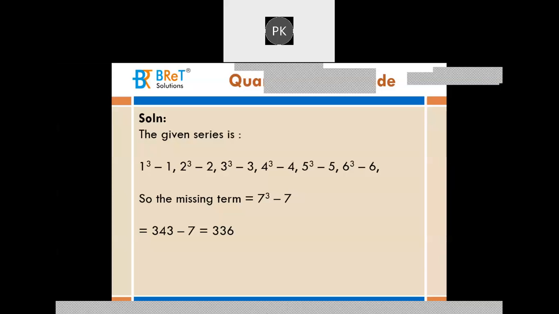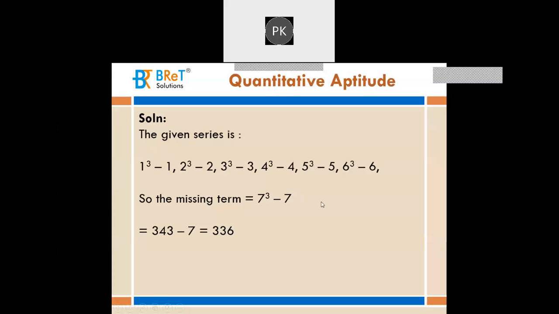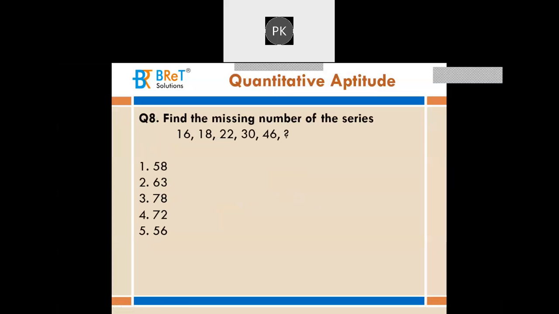Now I want you guys to try this. Again, I'll give one more number series question which you are supposed to try. Find the missing number of the series 16, 20, 18, 22, 30, 46, question mark. I've given the answer choices also. I'll give 2 to 3 minutes of time. Try to find the solution, then later on I'll explain. This is one more important type of question you can expect in your exams. Try to get the solution.